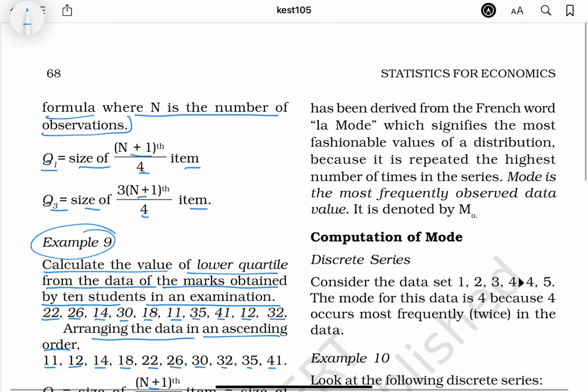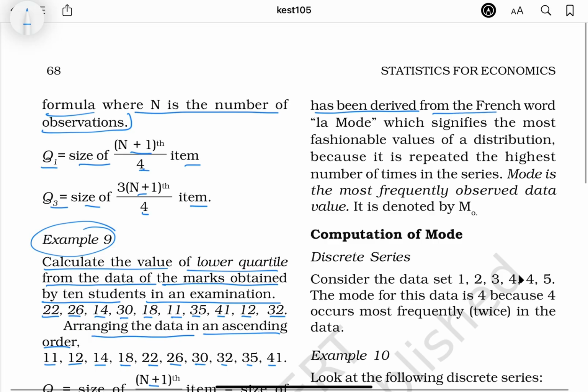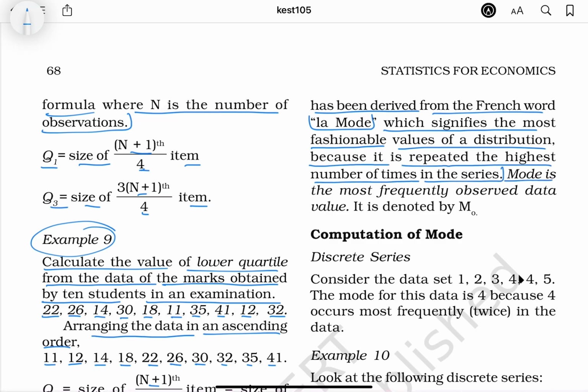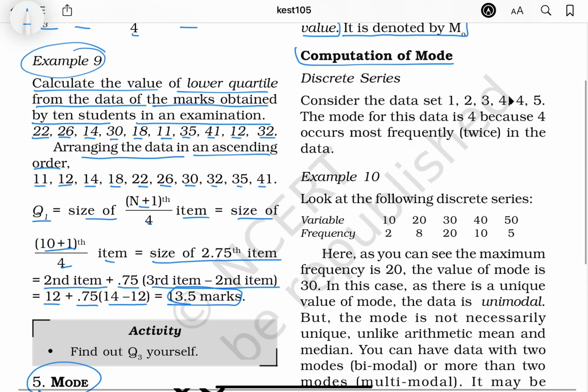The word mode has been derived from the French word "la mode", which signifies the most fashionable value of a distribution, because it is repeated the highest number of times in the series. Mode is the most frequently observed data value. It is denoted by M0. Computation of mode, discrete series: consider the data set 1, 2, 3, 4, 4, 5. The mode for this data is 4 because 4 occurs most frequently, twice, in the data.